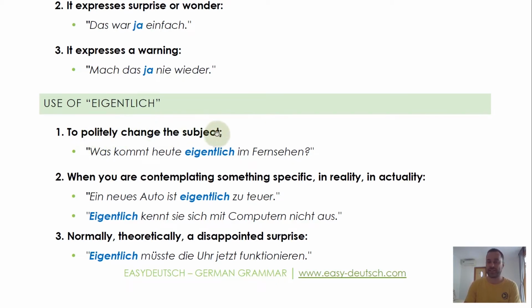To politely change the subject, for example: "Was kommt heute eigentlich im Fernsehen?" So some people are talking about a topic you don't really enjoy talking about, or you simply really want to change the topic because you don't want to give any information away, then we usually use eigentlich just to change the topic. We just put it into a random sentence, usually behind everything else that wants to be somewhere in front.